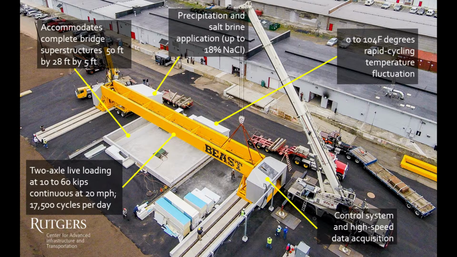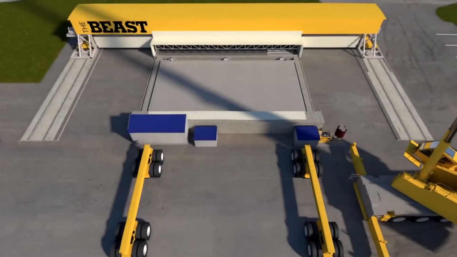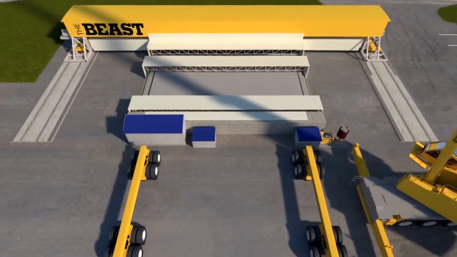So this is what it looks like. It's on our Livingston campus at Rutgers. It was commissioned about 6 months ago. It has a very large environmental chamber, 28 feet wide by 50 feet long, and it can accommodate up to a 5-foot depth of a superstructure. It applies the rear carriage of a tractor trailer, so 2-axle loading, between 10 kips and 60 kips, running constant at 20 miles an hour.